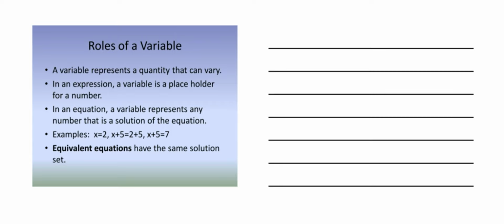In other words, 2 plus 5. So we have x plus 5 equals 7. And equivalent equations have the same solution set. Let's use the example v times t equals d.